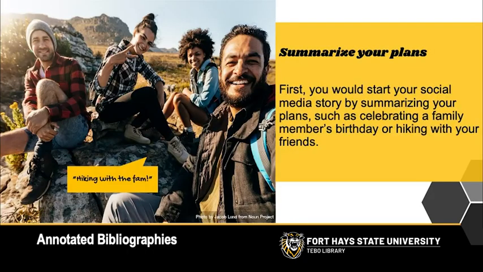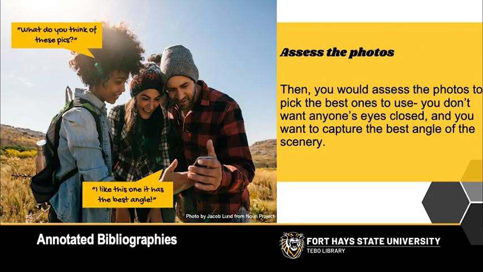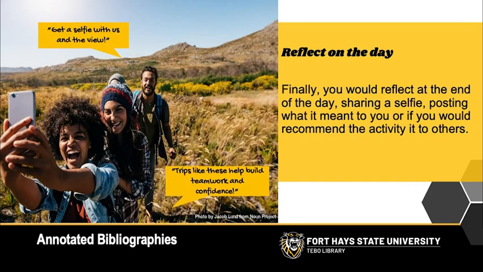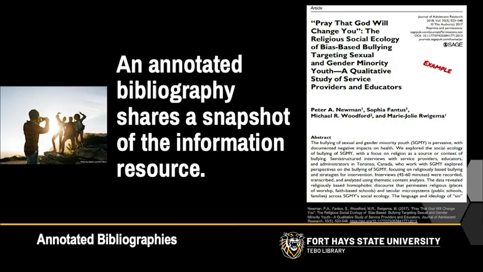First, you would start your social media story by summarizing your plans, such as celebrating a family member's birthday or hiking with your friends. Then you would assess the photos to pick the best ones to use. You don't want anyone's eyes closed, and you want to capture the best angle of the scenery. Finally, you would reflect at the end of the day, sharing a selfie, posting what it meant to you, or if you would recommend the activity to others. An annotated bibliography shares a snapshot of the information resource.